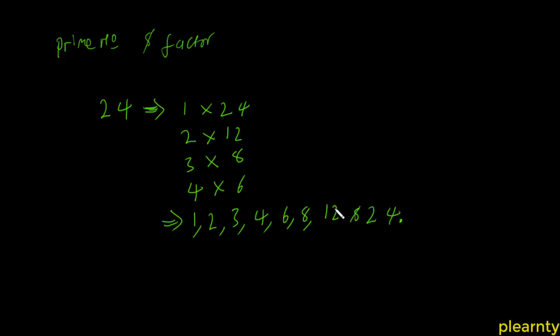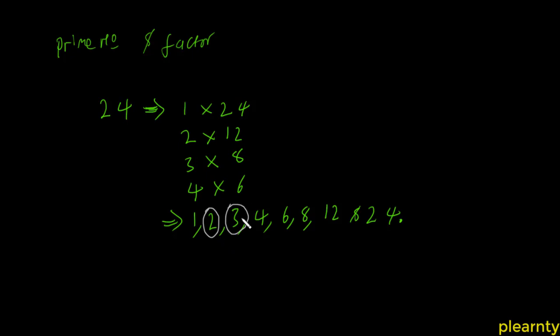But if you look at it, we have some numbers that do not have other factors. We call it a prime number if the factors are just 1 and itself. A prime number is a number with two factors, 1 and itself. If you look at 2, the only factors of 2 are 1 and 2. If you look at 3, the only factors of 3 are 1 and 3. So these two are prime numbers, and these are the prime factors of 24.